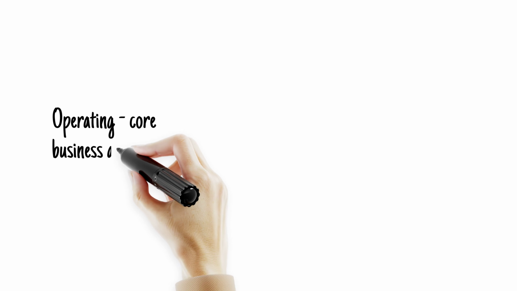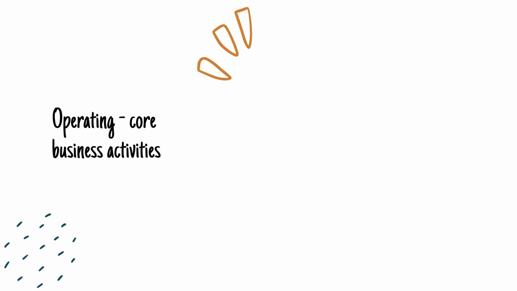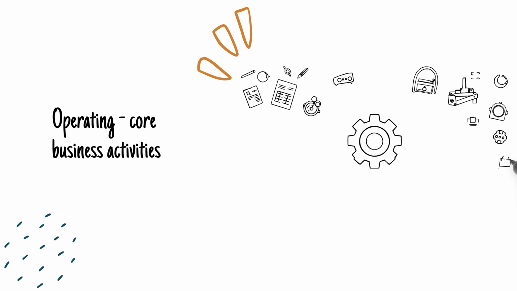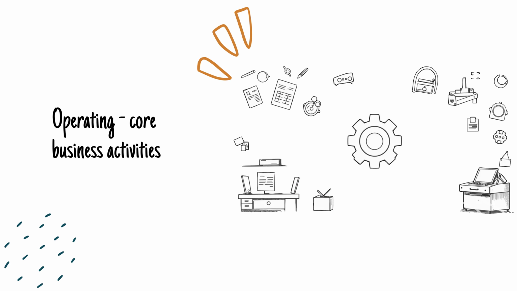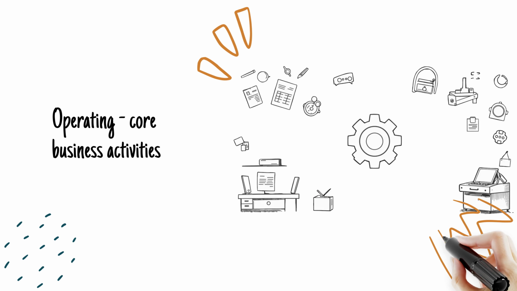Operating represents primary operations like sales and services. Operating activities reflect the core of what your business does, showing how day-to-day operations generate cash.